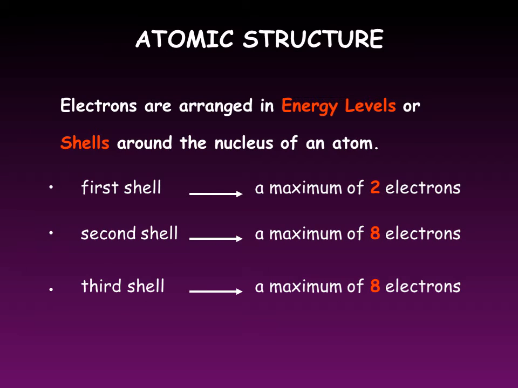Electrons are arranged in energy levels or shells around the nucleus of an atom. In the first shell, we can have a maximum of 2 electrons. In the second shell, there can be 8 electrons. In the third shell, there can be a maximum of 8 electrons.